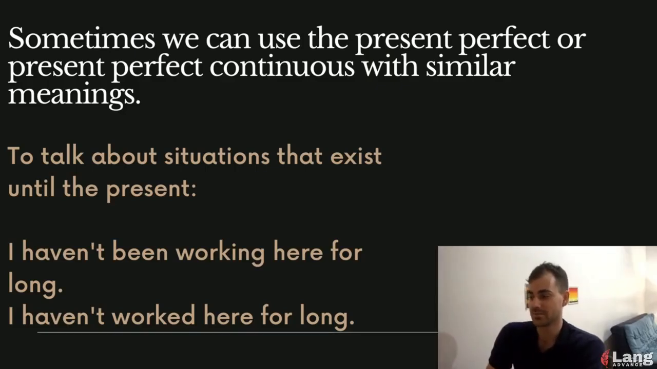Sometimes we can use the present perfect or present perfect continuous with very similar meanings, almost identical meanings. To talk about situations that exist until the present, we can sometimes use present perfect or present perfect continuous. I haven't been working here for long. I haven't worked here for long. They have almost the same meaning, and it's very hard to distinguish the difference in expression here.